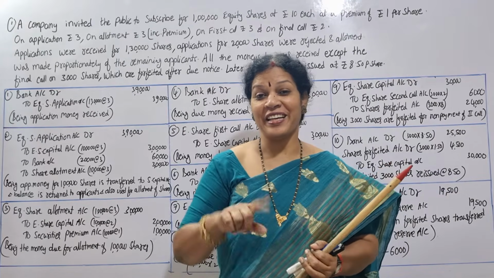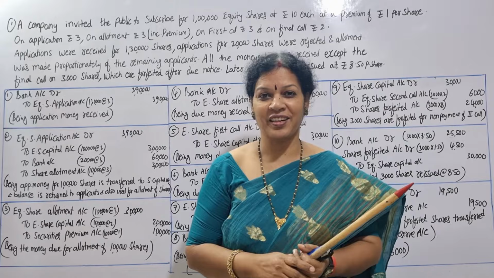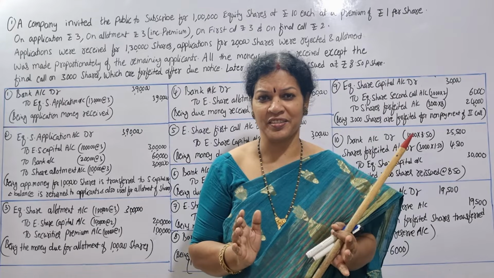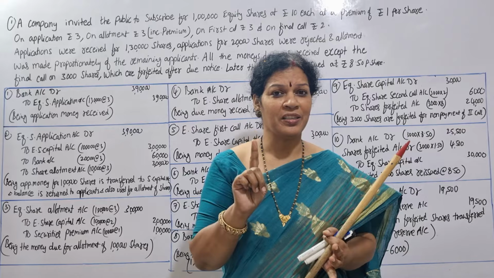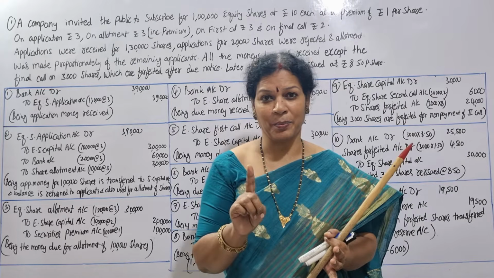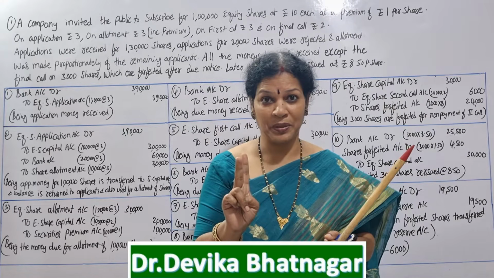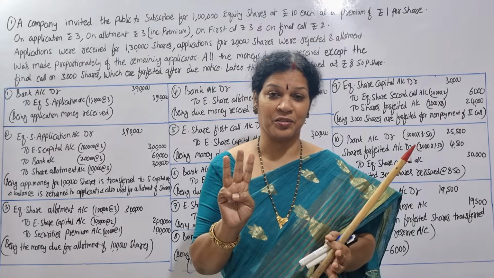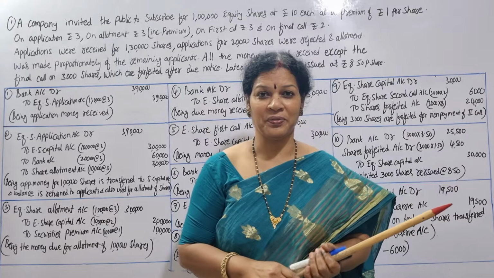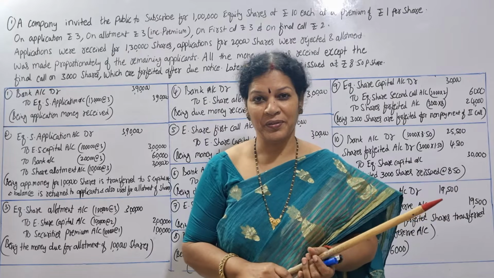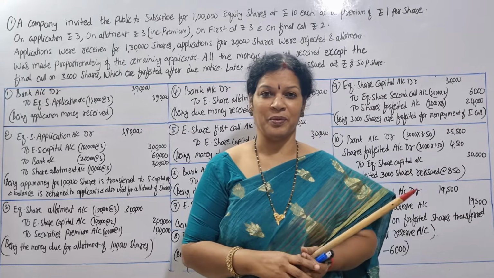Forfeiture of shares and reissue of shares. In the last class, I taught you journal entries. There are 3 stages: when you are issuing the shares at par, issuing the shares at premium, issuing the shares at discount. 9 journal entries I taught you. Are you perfect? If you are perfect, then only we'll go to the problem.